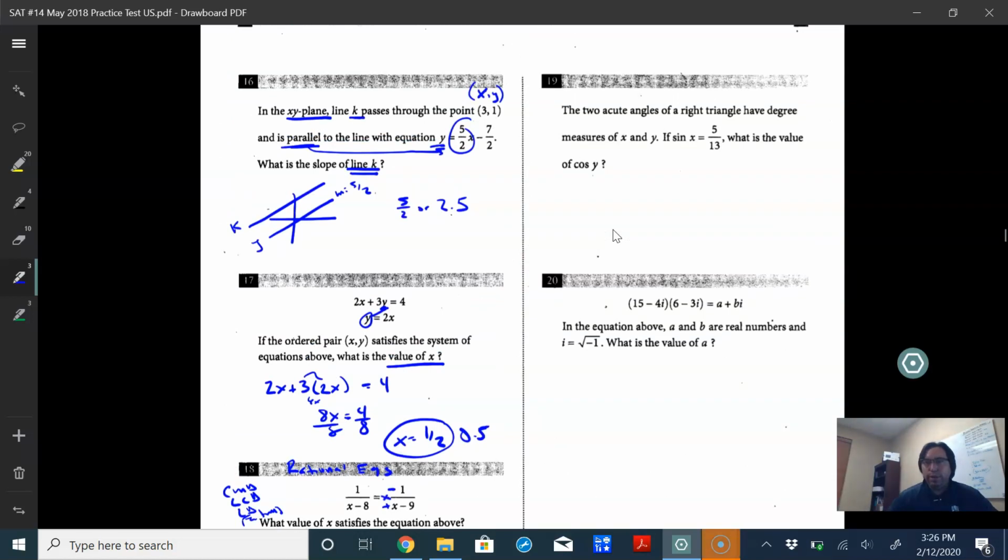Okay, let's look at number 19. It's suggesting to us that two acute angles of a right triangle have degree measures of x and y. If sine x equals 5/13, what is the value of the cosine of y? I always suggest that when you're dealing with trig, you draw out and label your legs. So let's draw a triangle. Let me try to make it as neat as possible.